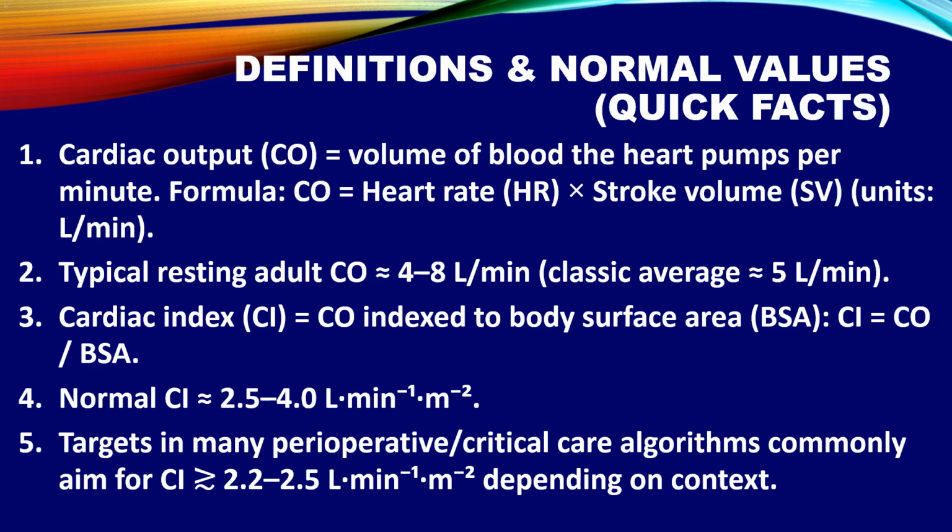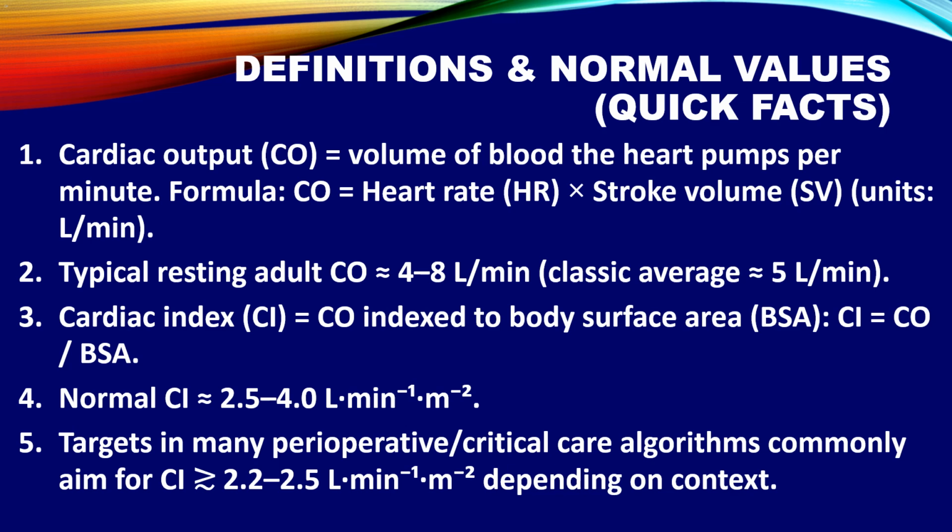3. Cardiac index, CI, is CO indexed to body surface area, BSA, calculated as CI equals CO divided by BSA, with normal values ranging from 2.5 to 4.0 L/min/m². 4. In clinical practice, targets for CI often aim for values greater than or equal to 2.2 to 2.5 L/min/m², depending on the specific context.